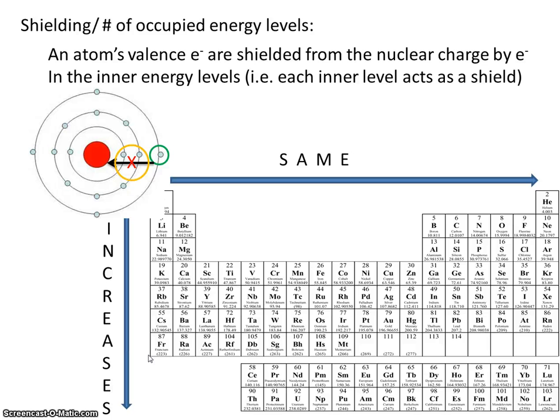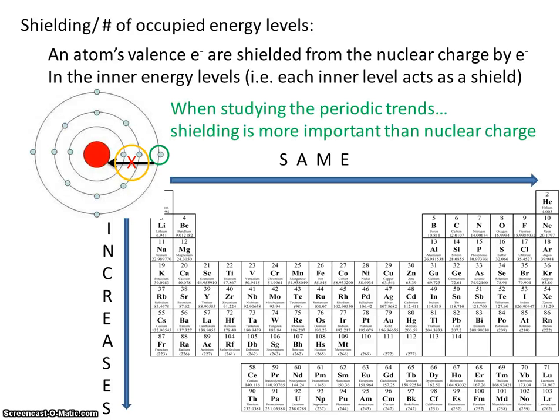So we've looked at 2 things, effective nuclear charge and shielding. These 2 things will help us explain every trend that we're going to study. So be sure that you understand effective nuclear charge and shielding. We will use those two things to explain all of the trends. Going forward, we also need to keep in mind, when studying the periodic trends, shielding is more important than nuclear charge. We will of course consider both shielding and nuclear charge, but shielding will be more important.